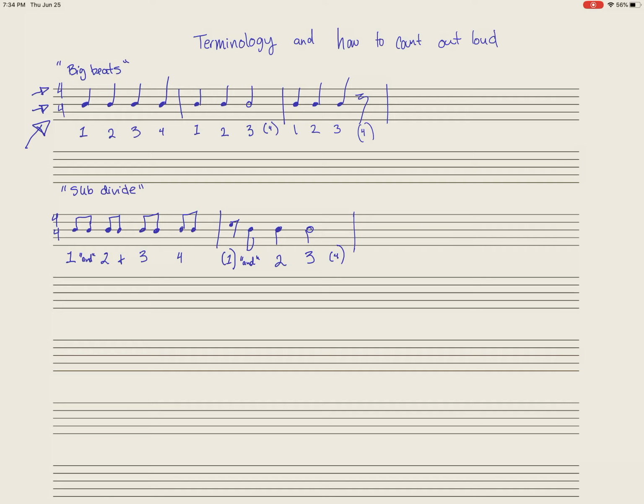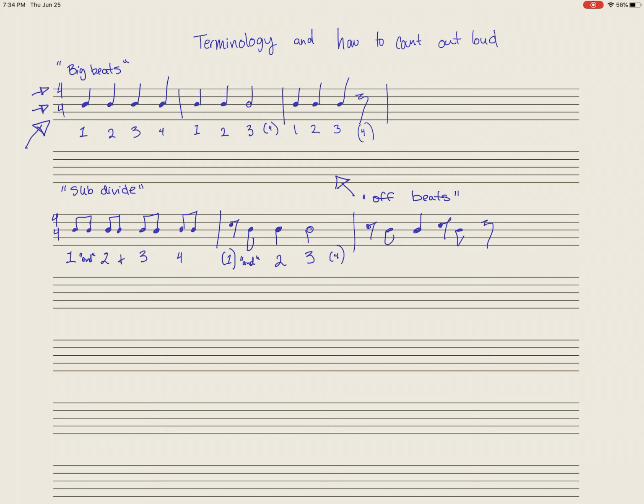And these subdivisions are often on offbeats, right? This is opposed to a big beat. An offbeat is something that will occur not on one of the big beats. So again, like this 8th note. Let's do another one. This 8th note rest.